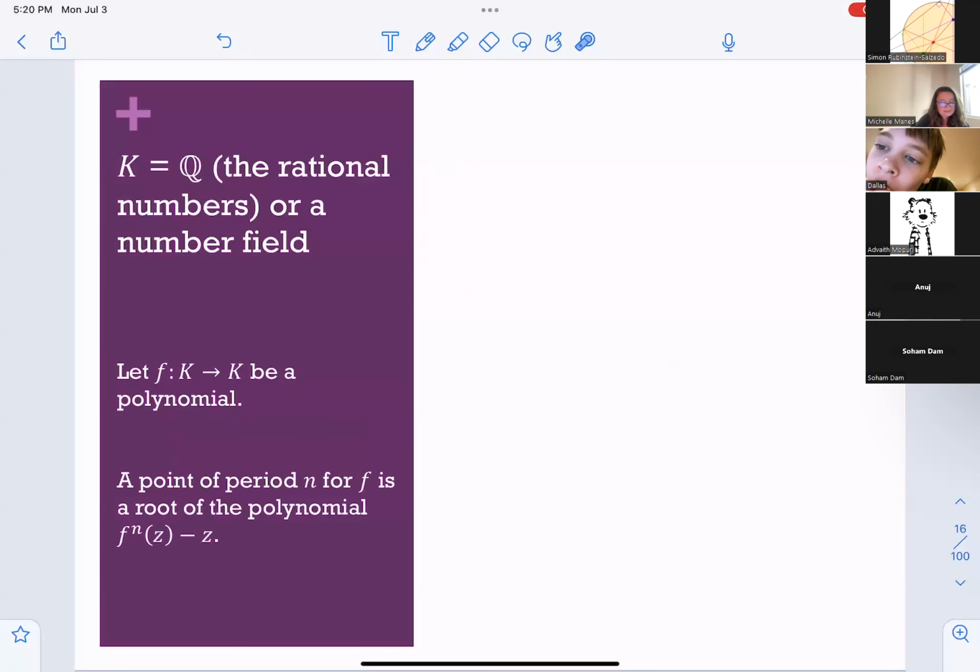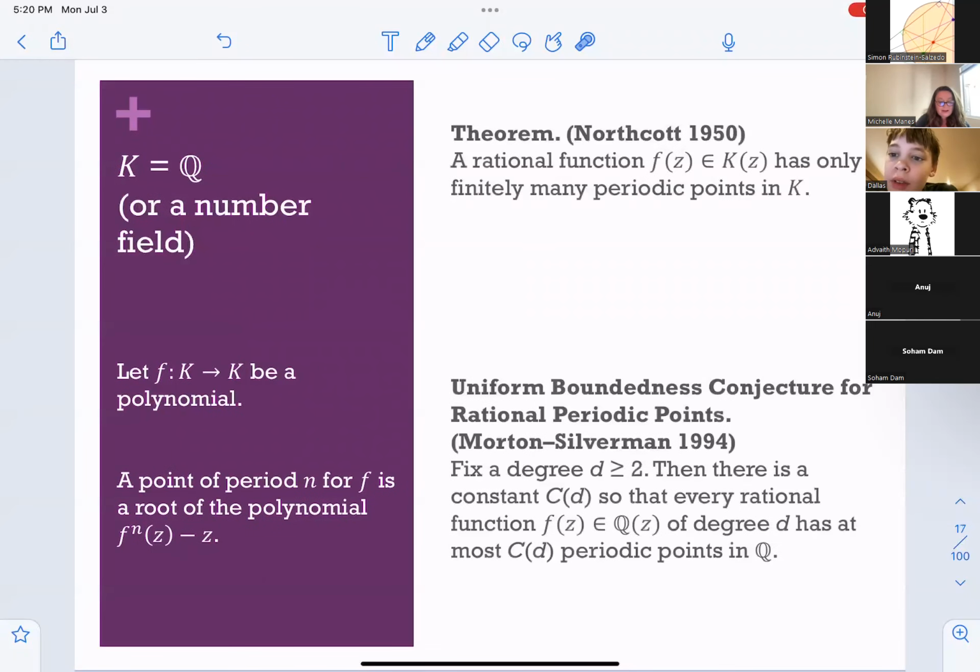So the setup is exactly the same. And here's a really cool theorem. Notice that the theorem we just saw was from 1964. This is from 1950, so not that far apart in time. And Northcott proved that a rational function, so again, remember this means kind of polynomial over polynomial. It's just a more general case, but this is also true for polynomials themselves, which are what we're talking about.